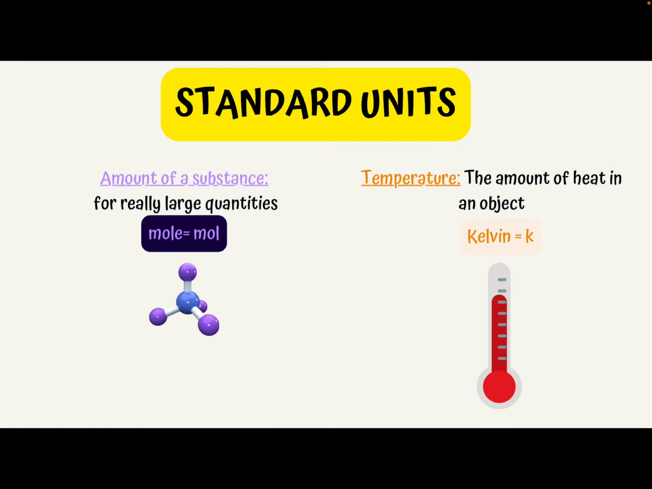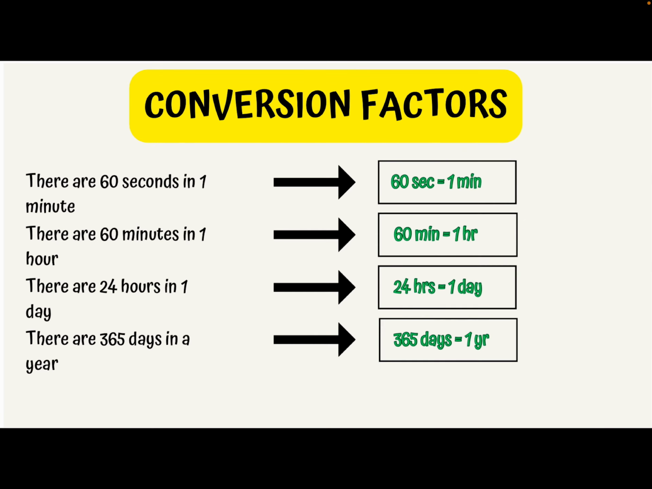Temperature, which is the amount of heat in an object, officially in science is measured using the Kelvin. However, just know when you are taking temperature in the lab, you most likely will be using degrees Celsius. Now, to learn how to perform temperature conversions really easily, go ahead and click the link for my temperature conversions video where I show you how to go between Kelvin, degrees Celsius, and degrees Fahrenheit.